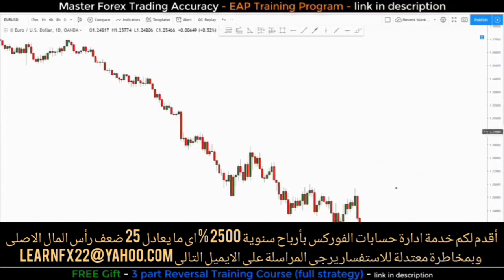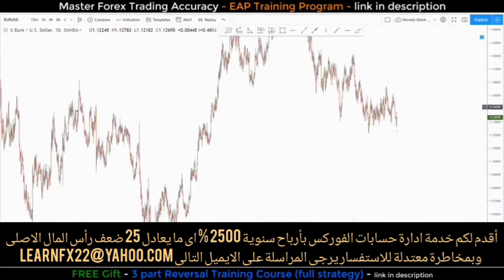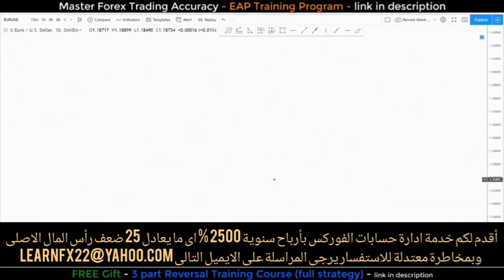Let's look at way number 2. Let's just zoom this out a little more and get to the end of this. Okay, way number 2 is going to be what I call a structure swap level.